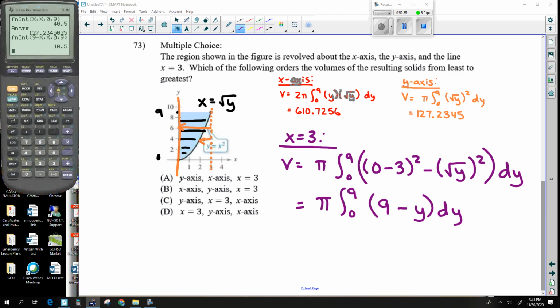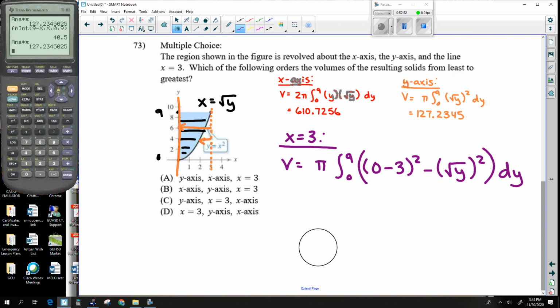Get that times pi. Comes out to be 127. Oh, shoot. No. Same freaking answer. It's because I didn't move the axes of that second part right there.